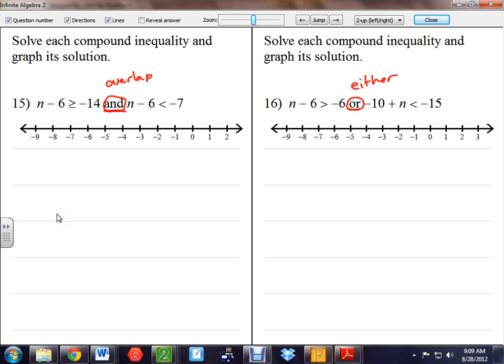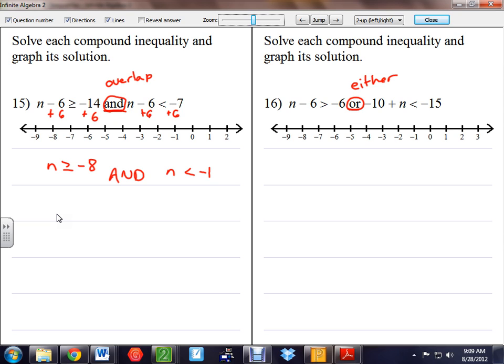We're going to start with the "and" one, number 15 on your worksheet, and it's two simple inequalities to solve. Add 6 to both sides, and we'd have n is greater than or equal to negative 8. That is one of the two answers. And another answer that we would have, adding 6 again, would be n is less than negative 1.